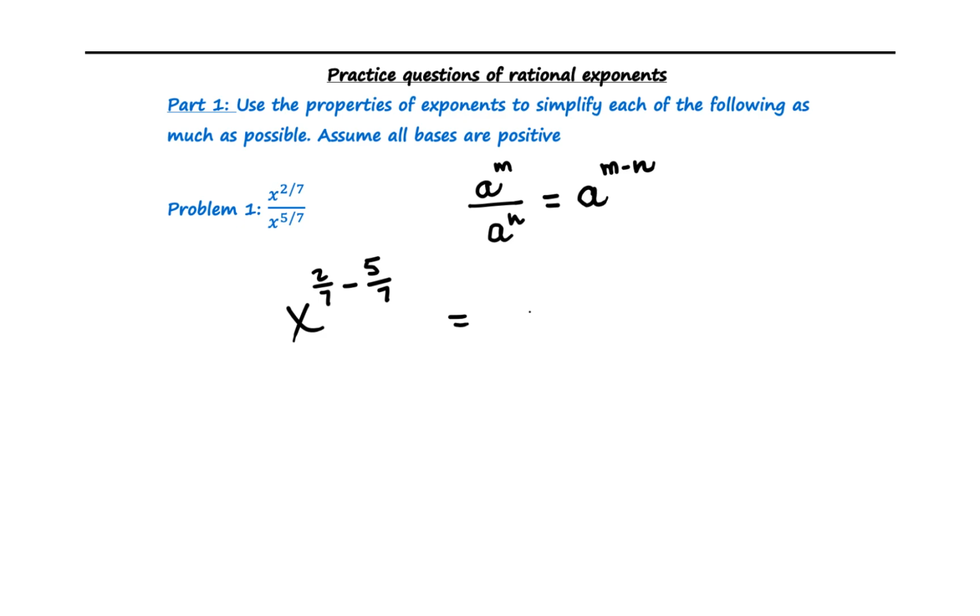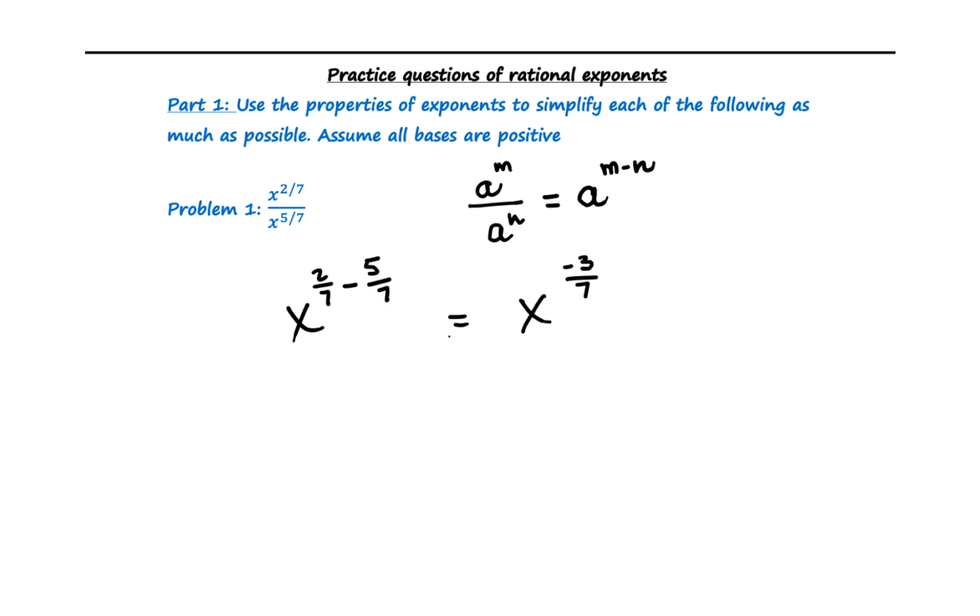So that is x. Subtracting two fractions, they already have the same denominator, so I keep the denominator and subtract the numerators. 2 minus 5, that's negative 3. All right, so that's my answer for the first one. So first you identify which property you will be using and then you apply it.